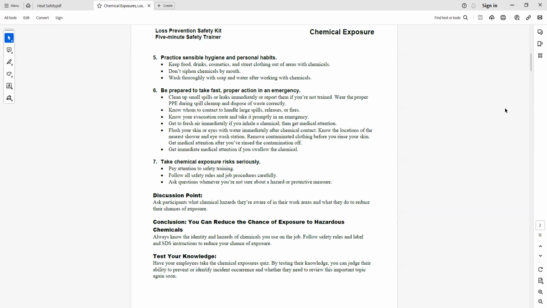Ask participants what chemical hazards they're aware of in their work areas and what they do to reduce their chances of exposure. Conclusion: you can reduce the chance of exposure to hazardous chemicals. Always know the identity and hazards of chemicals you use on the job. Follow safety rules and label and SDS instructions to reduce your chance of exposure.